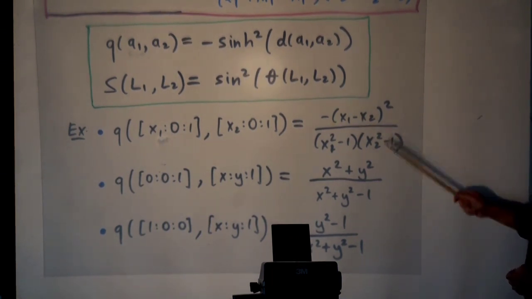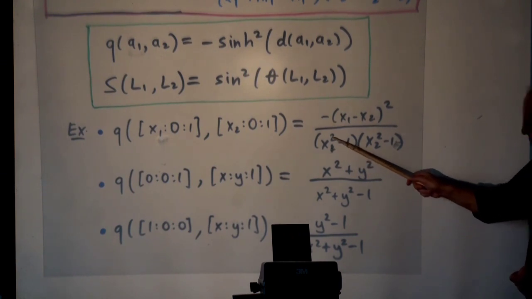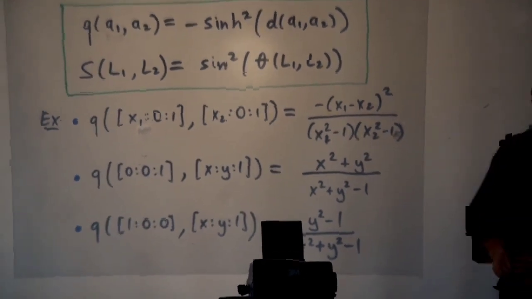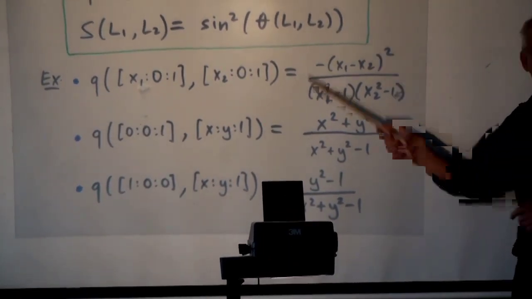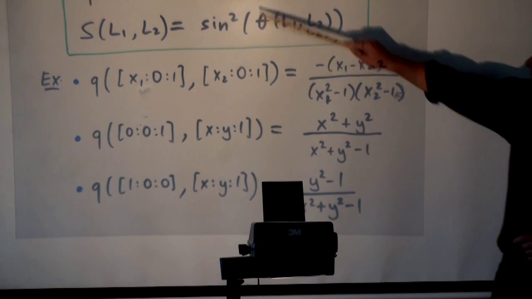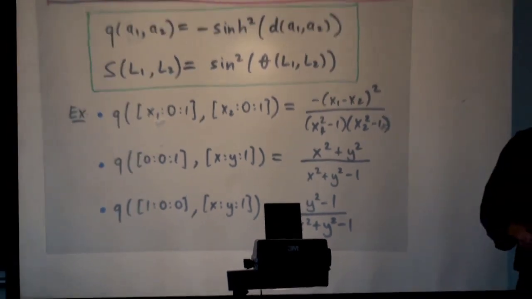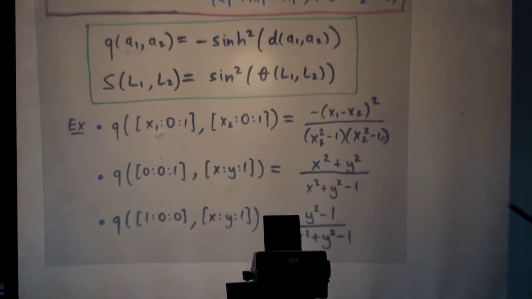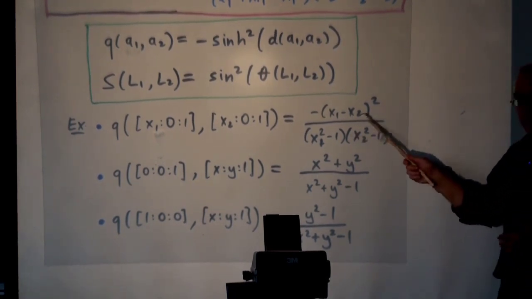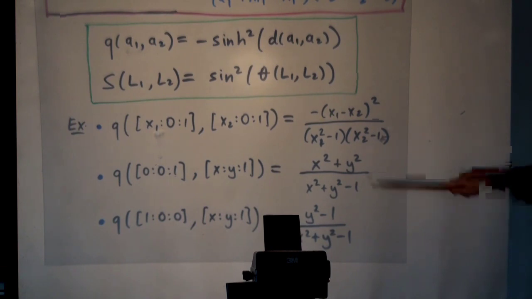Minus (x1 minus x2) all squared over (x1 squared minus 1)(x2 squared minus 1). If x1 and x2 are both less than 1, then this will be a negative number, as we see here, because it's going to be negative. So inside the disk, we get a negative number for the quadrances. If one of them is inside and one of them is outside, then we get something positive. And here's some other examples.